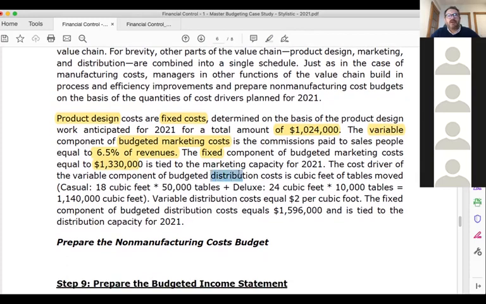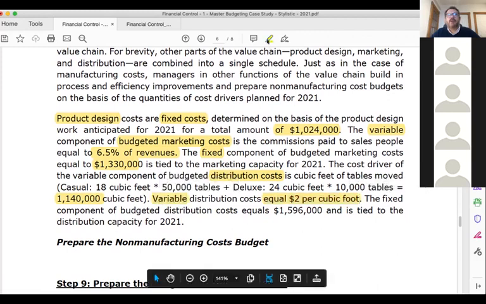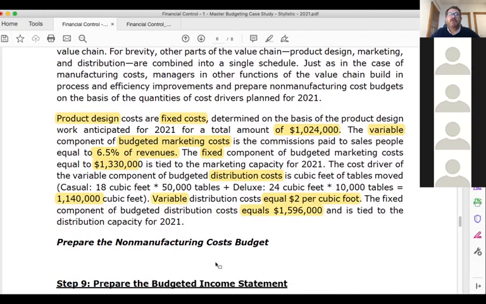And for the distribution cost, we have a cost driver, which is the number of cubic feet per table. So we have 1,040,000 cubic feet. Variable is $2 per cubic foot. That's for the variable. And the fixed part is 1,596,000. So it's very simple. So I let you 5 minutes to do it. It's 9:04. I come back at 9:09 to show you the solution.